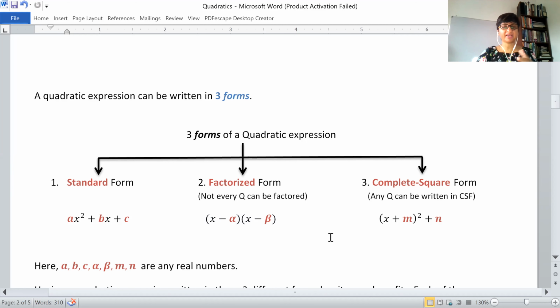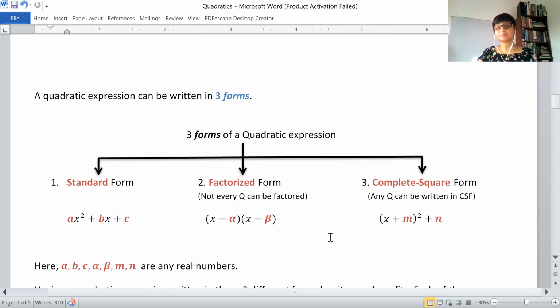X minus alpha, x minus beta. Everything that I've written in red are just numbers. I'm writing in general how the form looks like. So factorized form is the second form in which you can write a quadratic, but you have to keep in mind, not every quadratic can be factorized. There might be certain quadratics that you can't factorize.